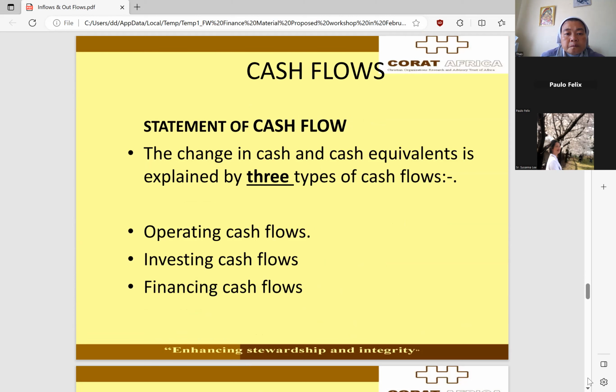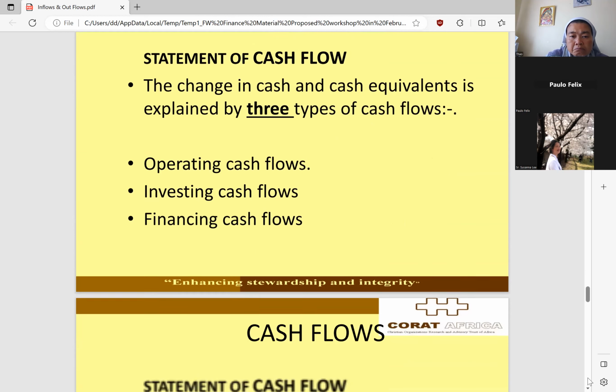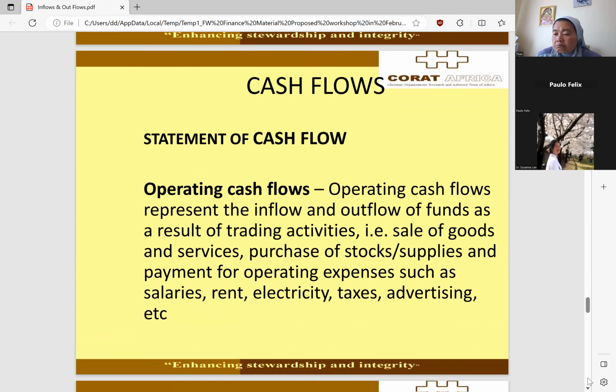For the statement of cash flow, there are three types: operating cash flows, investing cash flows, and financing cash flows. Operating cash flows represent the inflow and outflow of funds as a result of trading activities, for example sales of goods and services, purchase of stocks and supplies, and payment for operating expenses such as salaries, rent, electricity, taxes, advertising, etc.